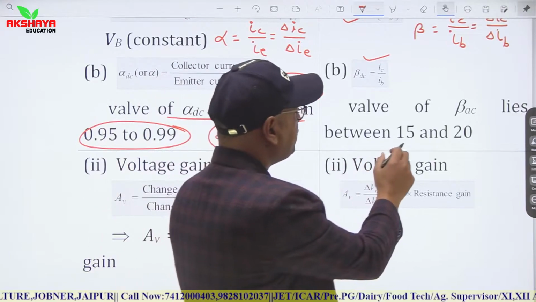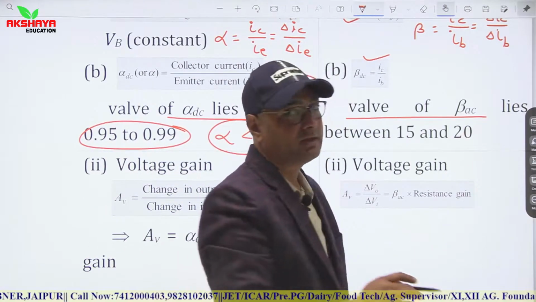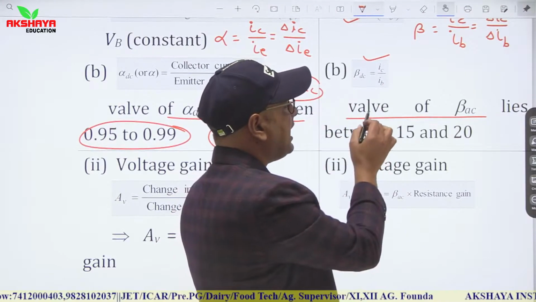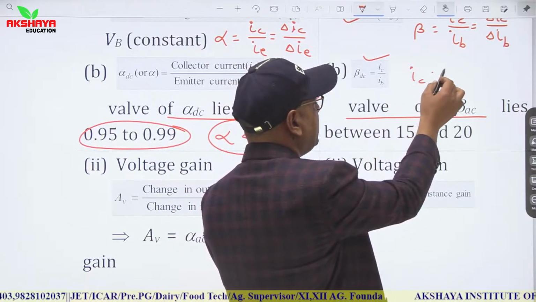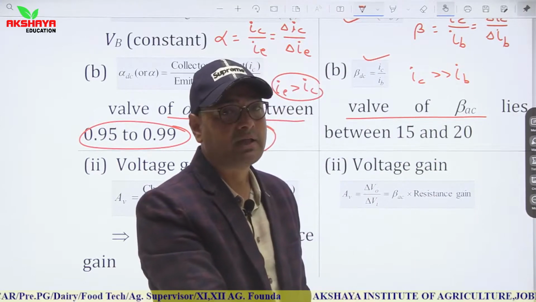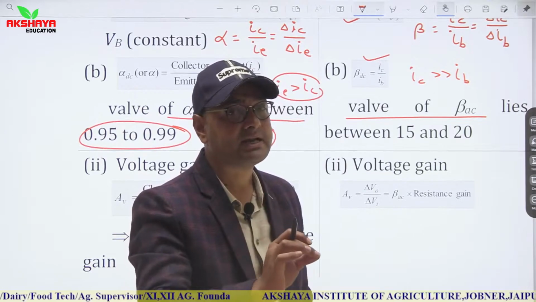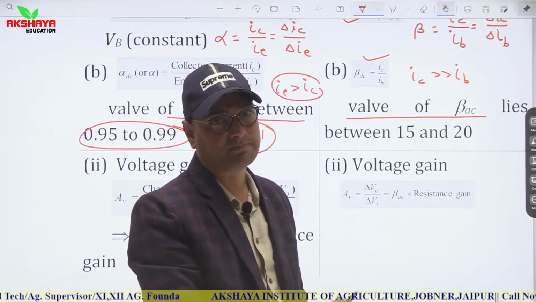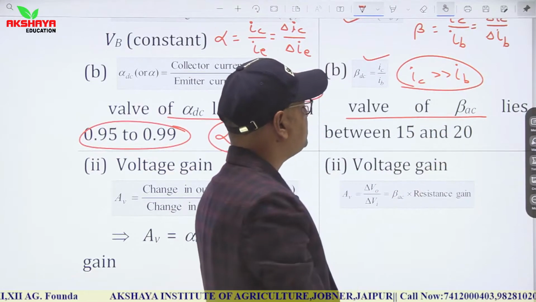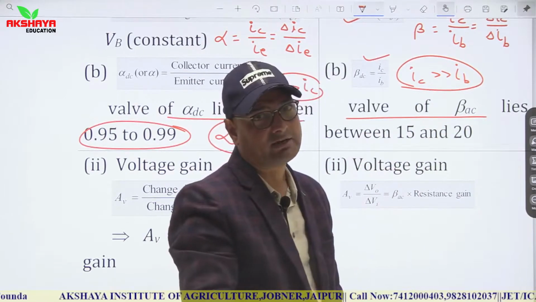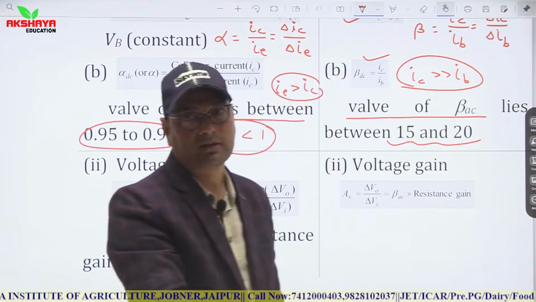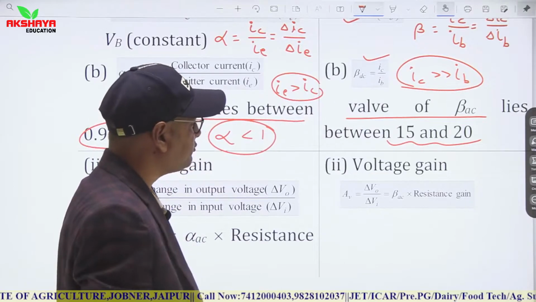While if we talk about the value of beta, it is IC upon IB, and IC is much greater than IB. As we have discussed earlier, almost 5% of the current flows in the base region. So IC is greater than IB, hence we can say that beta is greater than 1. Generally its value is between 15 and 20.